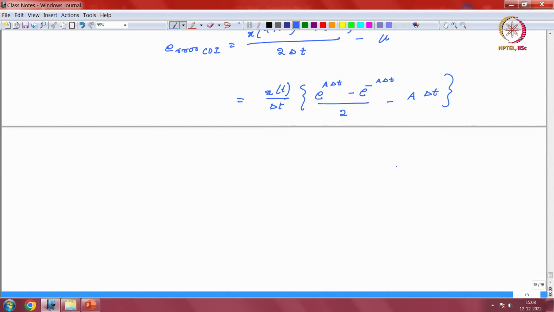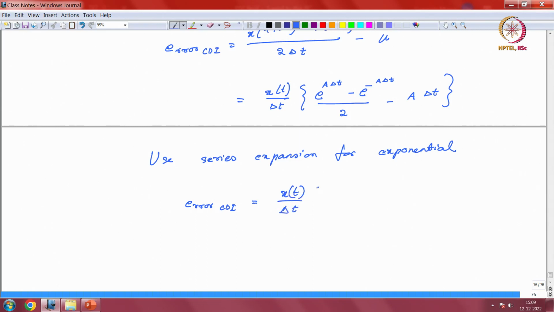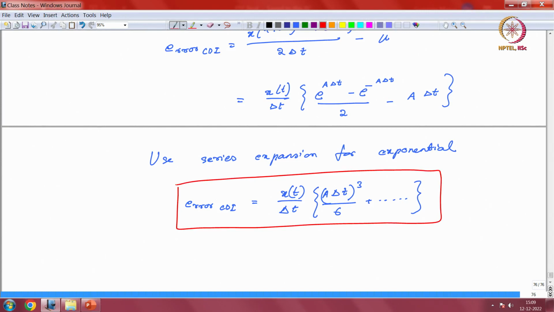So if you go ahead and evaluate this expression, if you evaluate these two, again using the series solution, so use the series expansion for the exponential, you get the error as x t by delta t into delta t times a cubed by 6 plus other quantities. So this becomes my error in this particular case.